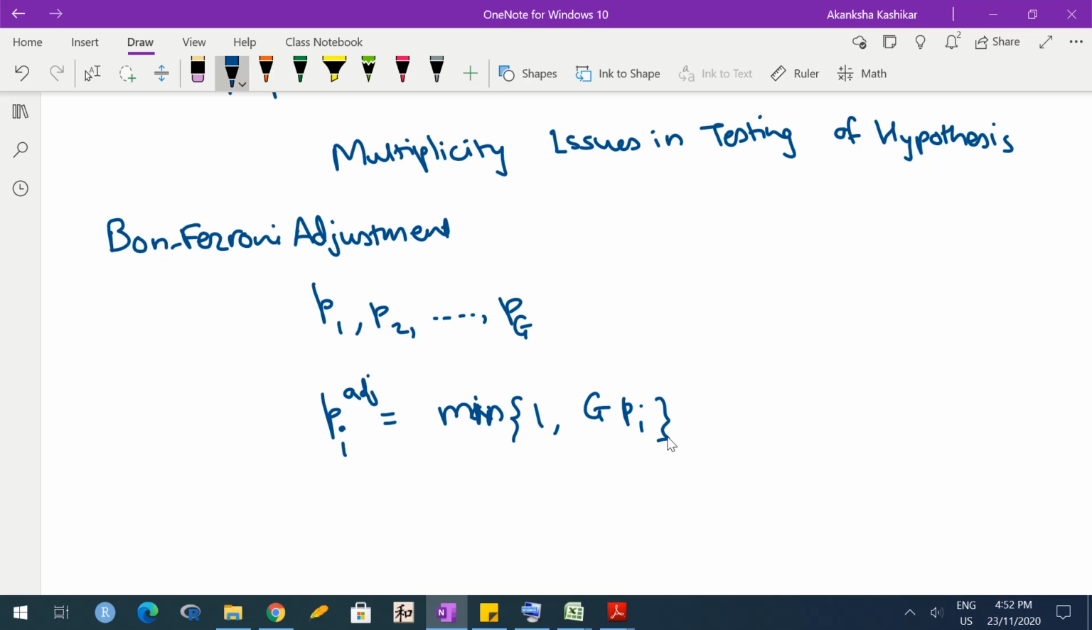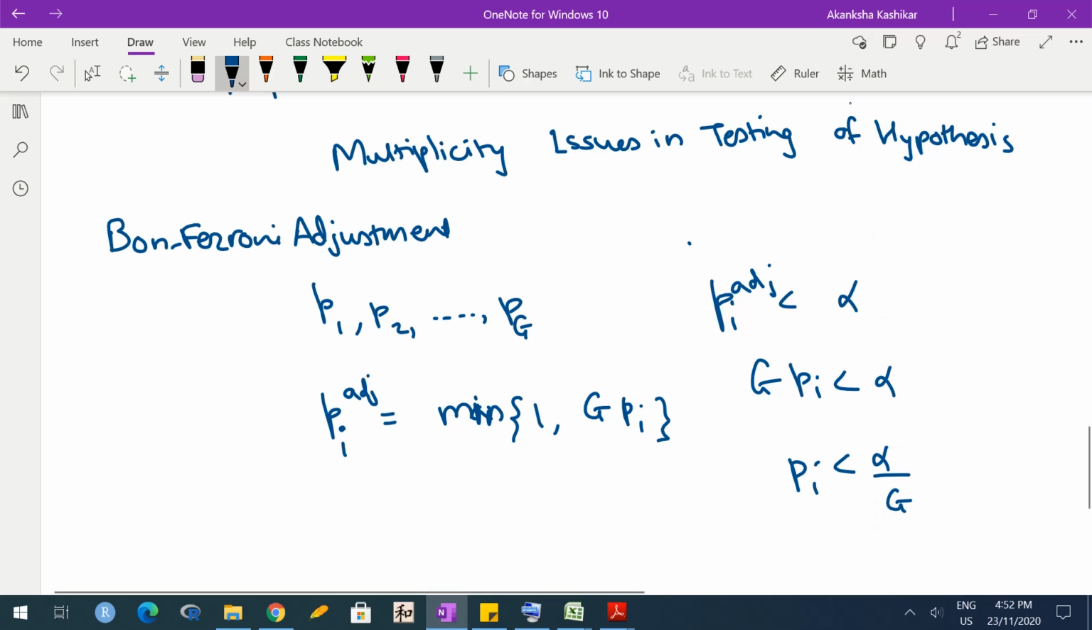But of course that can make some p-values larger than 1 and we can't have that. P-value is after all a probability. So we are taking the minimum of 1 and G times Pi. What does it mean? What are we doing? Basically we would reject only if the adjusted p-value is less than alpha, meaning G times Pi is less than alpha. So Pi is less than alpha by G. So we are making the rejection region smaller. We are making rejection harder, right?